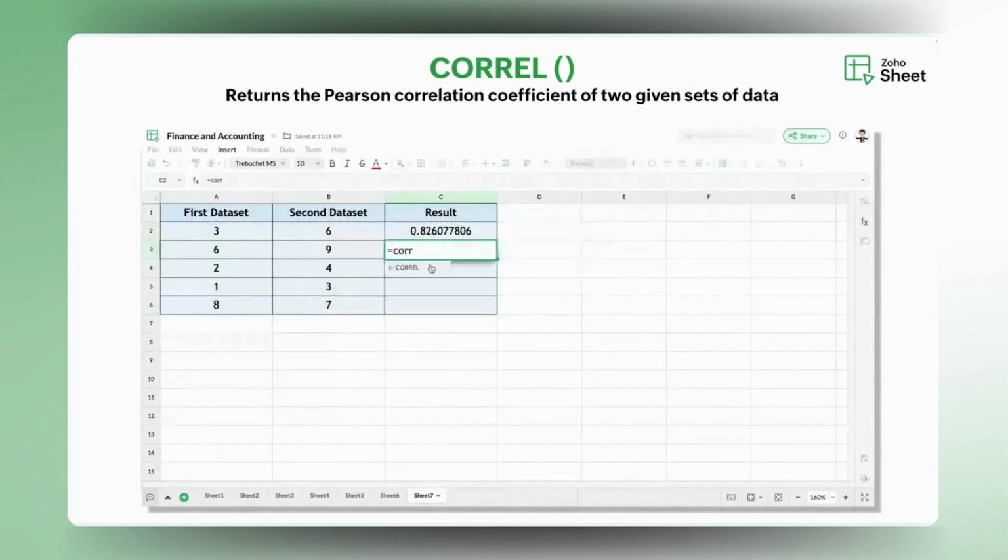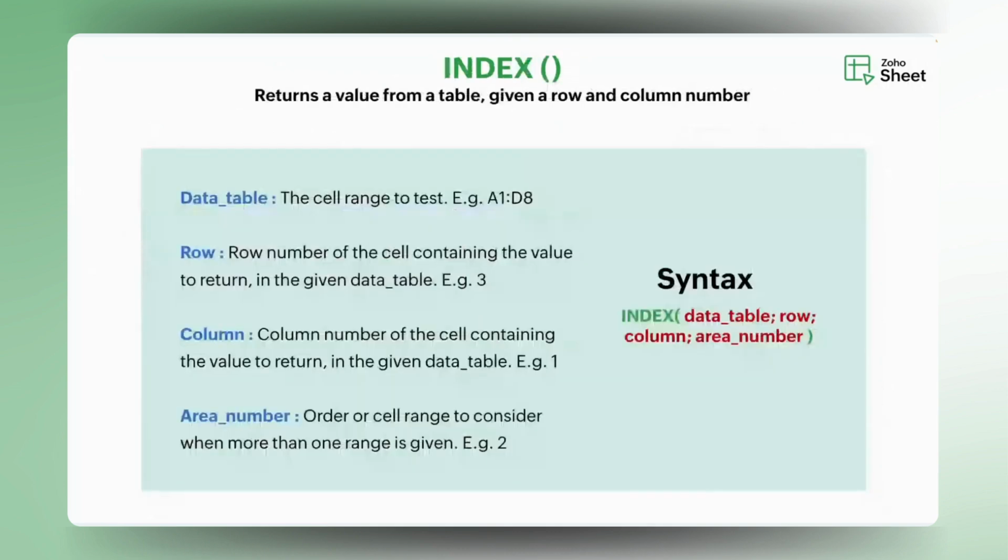Now let's move on to the next function, that is index, which will retrieve a value from a table based on a row or column number that we specify within the function. So here is the syntax: the data table, that is the range of the table in your sheet. Then we have to specify the row number, the column number, and area number. If it's more than one range, this specifies which range to use.